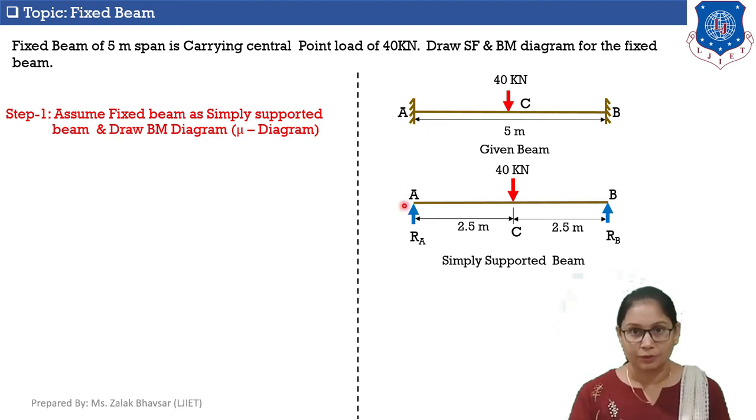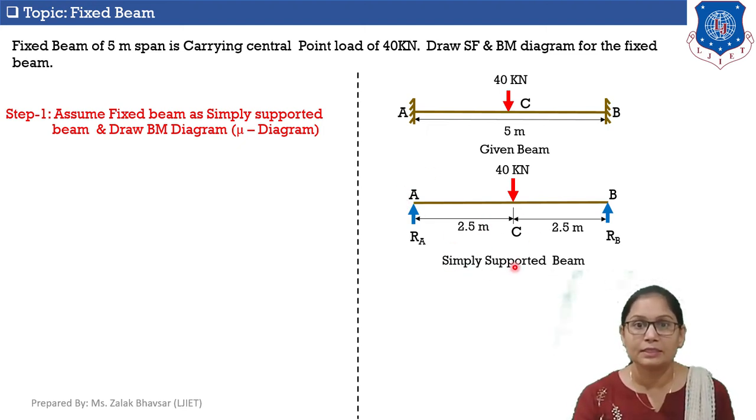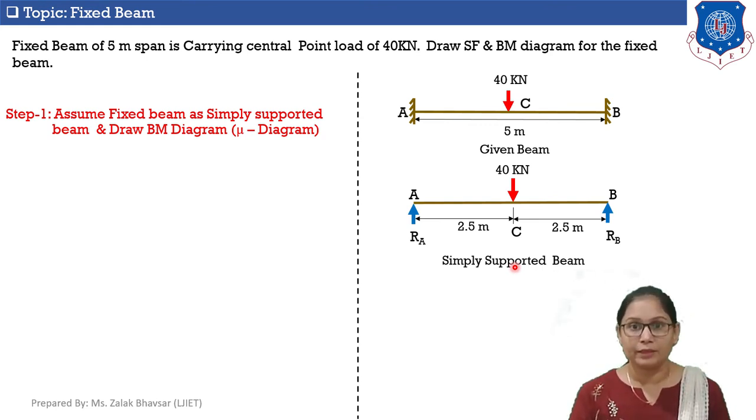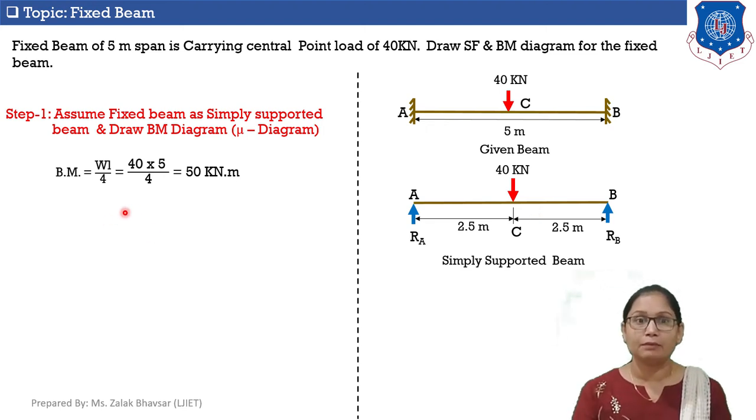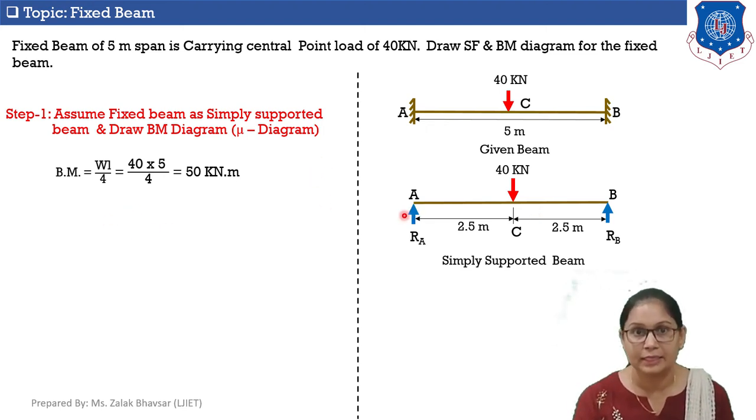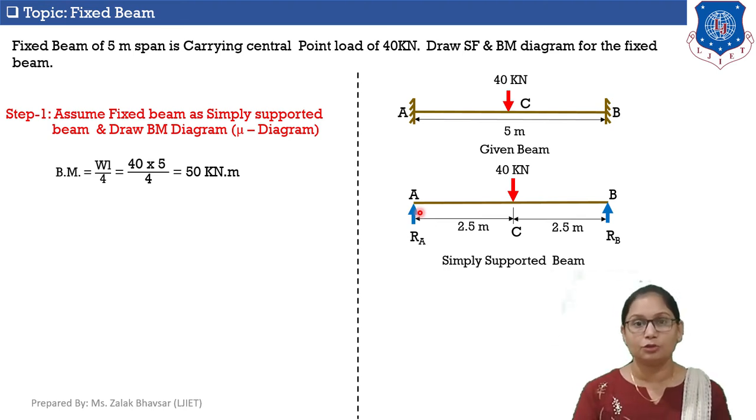Okay, simple support. So here is the simply supported beam. Now I will draw the bending moment diagram for this simply supported beam, which is also known as the Mu diagram. For that I need to calculate the maximum bending moment at point C, which is equal to WL by 4. Here in our case W is equal to 40, length is equal to 5 meter, divided by 4. So I am getting bending moment at point C is equal to 50 kilonewton meter.